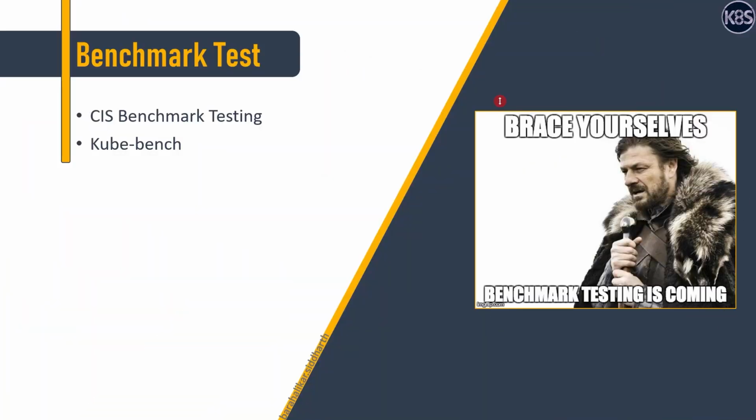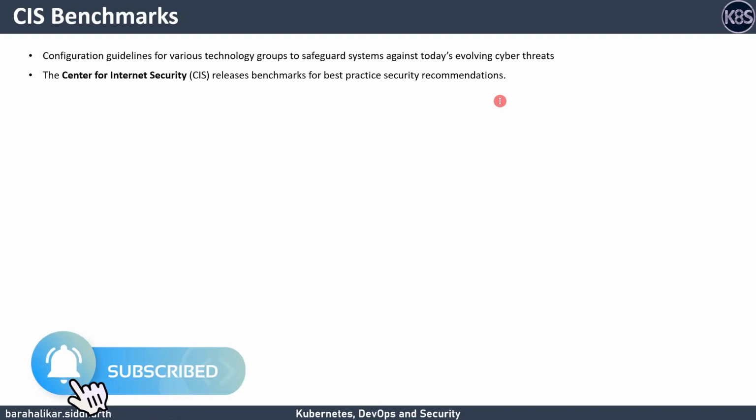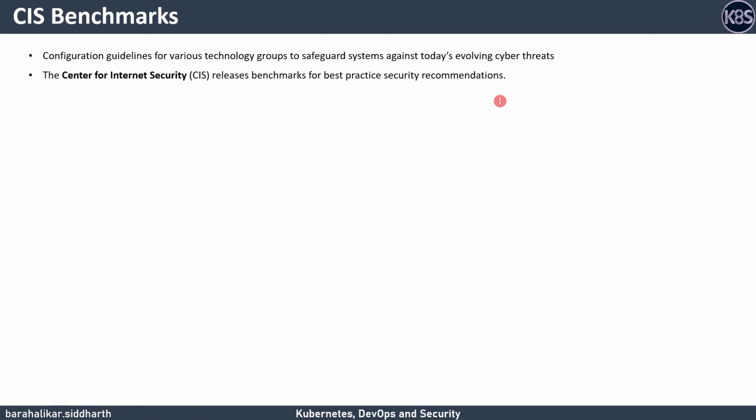Hello. In this session, we'll talk about benchmark testing and we'll also have a brief look into Kube-bench. So what is CIS benchmark? CIS benchmarking provides configuration guidelines for various technology groups to safeguard systems against today's evolving cyber threats. The CIS stands for Center for Internet Security, which releases benchmarks for best practice security recommendations.